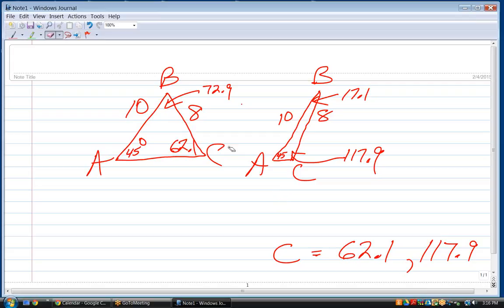Okay. Now, in this particular case, we now have three angles in this triangle, which means we could easily solve for side B using the law of sines and this triangle. And in the second case, we have three angles and two sides, so we could easily solve for side B in this case. And side B is different in each one.